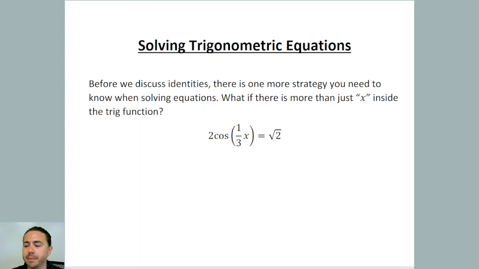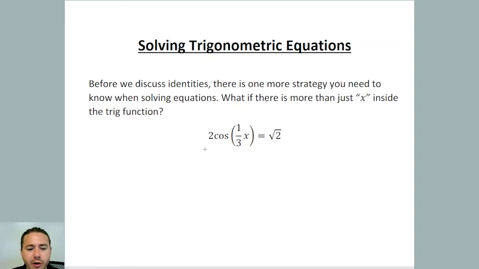identity stuff. And that is an equation like this, where we didn't see one like this in the last lesson, but it is possible that you have some stuff going on inside the parentheses here, as opposed to just having an x. And so you're going to solve it very similarly to how you would solve it if it was just x here. But there's one extra little step at the end that we have to do to get rid of this 1/3. So let's go through the steps here.